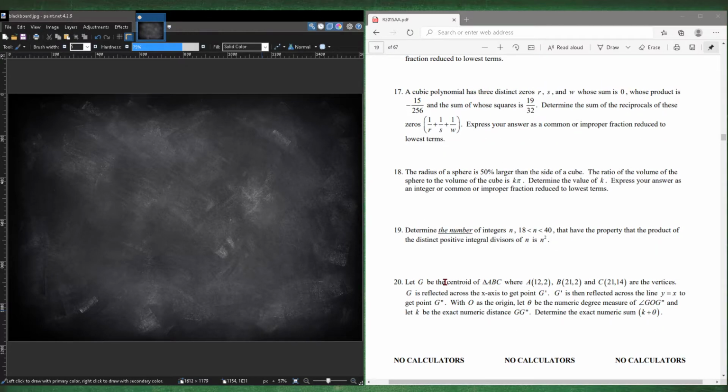Okay, question 19. Determine the number of integers n between 18 and 40 that have the property that the product of the distinct positive integral divisors of n is n squared. So if you think about it, the only way for this to be possible is that it only has one other pair that can multiply to itself.